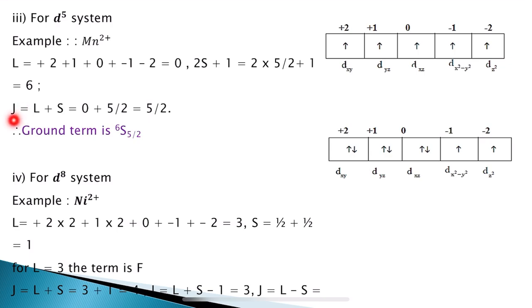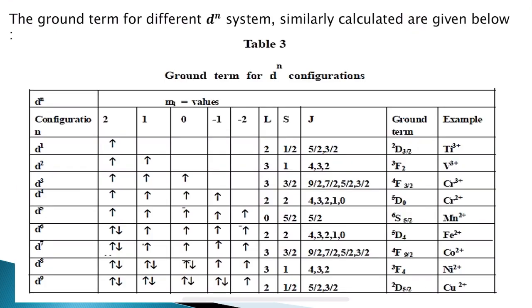Then, considering the J value, you have to observe whether the shell is less than half filled or more than half filled. If it is less than half filled, then the lower J value is used, because the lowest J value will be more stable for less than half filled orbitals or electrons. If it is more than half filled, then the highest J value is used, because the highest J value is more stable. Okay, so all this has to be answered.